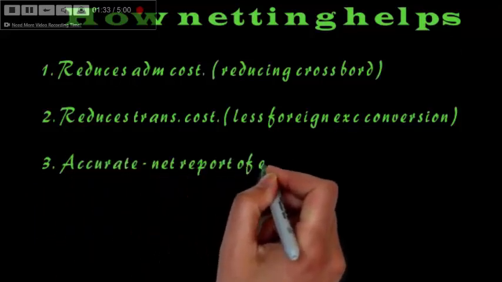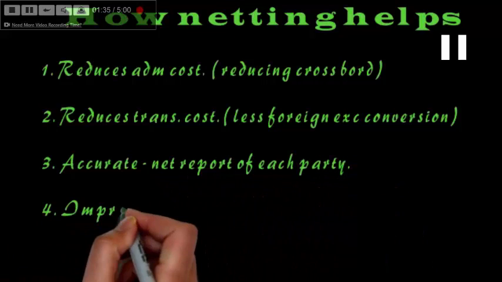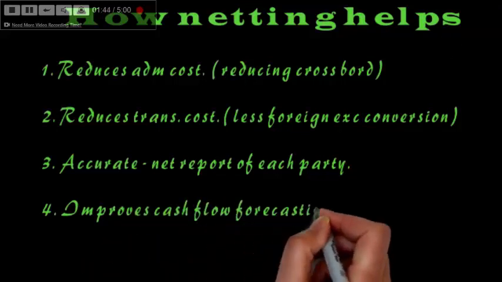The third is an accurate net report, that is, how much each party owes, or if each party has to pay, then how much the exact amount is. It also improves cash flow forecasting because settlement is generally at the end of the period. So let's take an example.